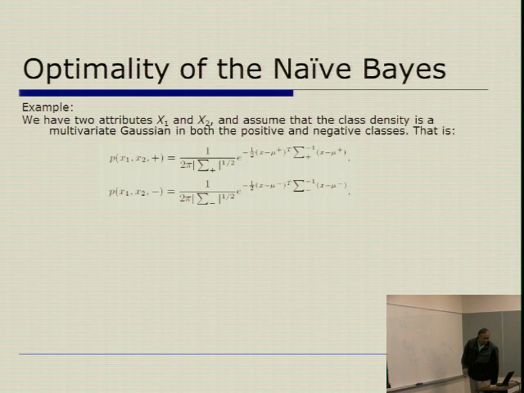What is it? Oh, sorry. That's because I have a matrix now. I have x1 and x2, right? Half x minus mu plus, transpose, into sigma plus inverse, into x minus mu plus.